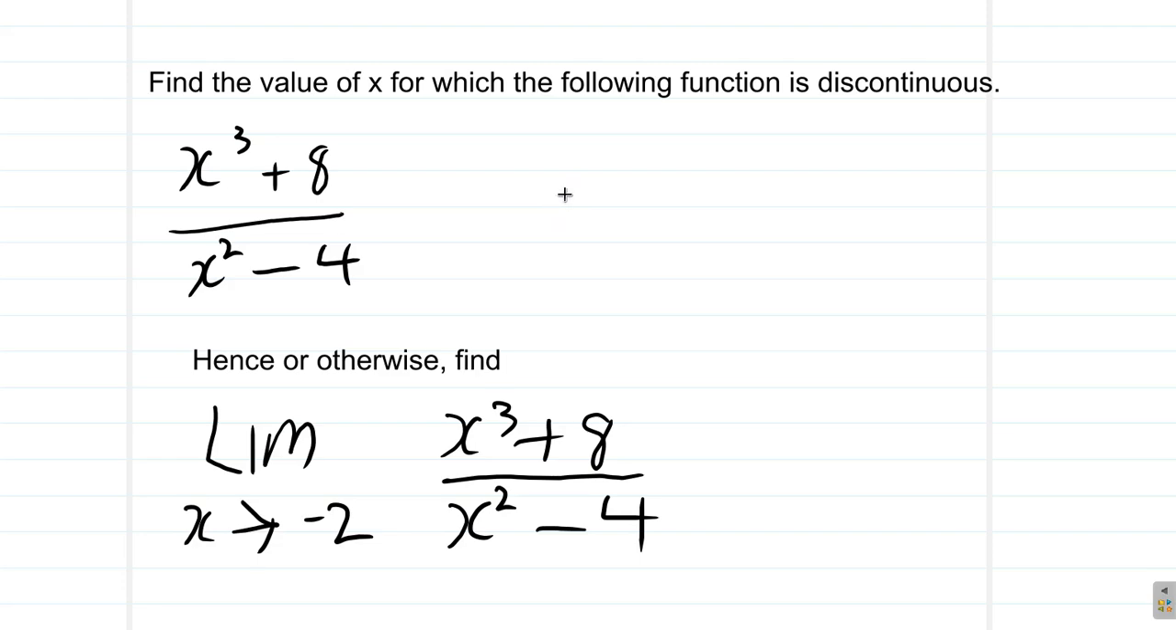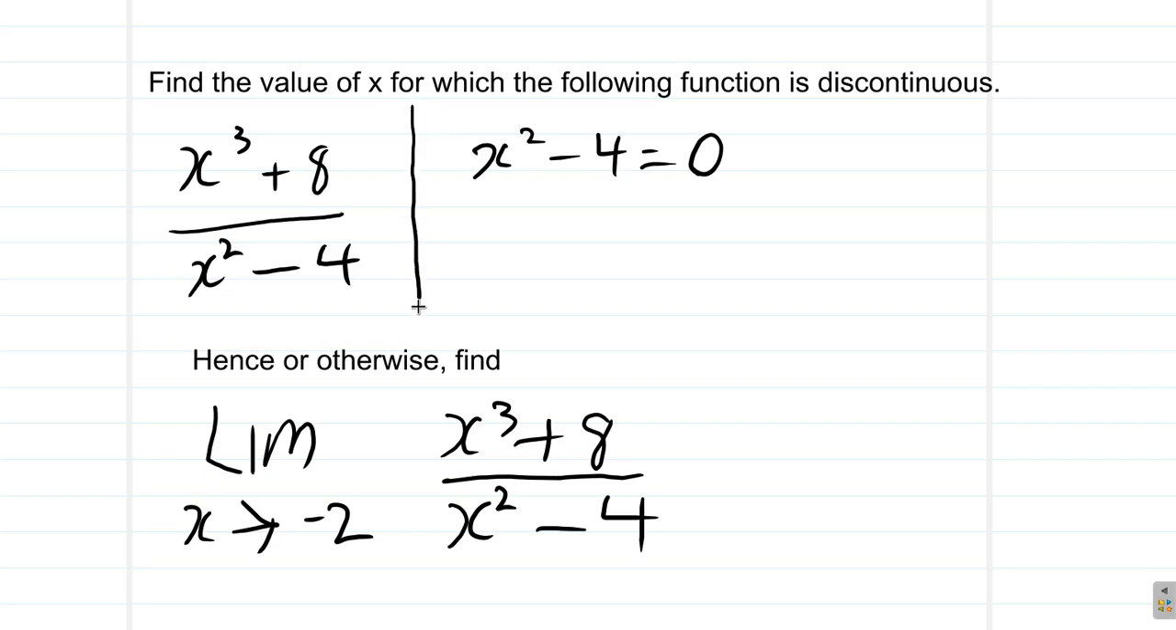You know that dividing by 0 is indeterminate. So this function would be discontinuous for x squared minus 4 equals 0. Because that would mean you have x cubed plus 8 divided by 0. Alright? That makes it discontinuous.